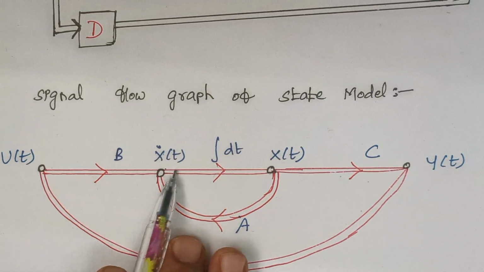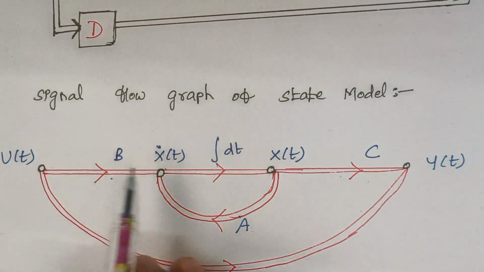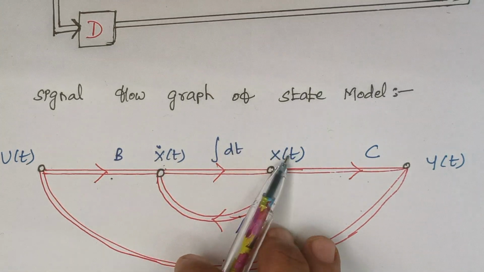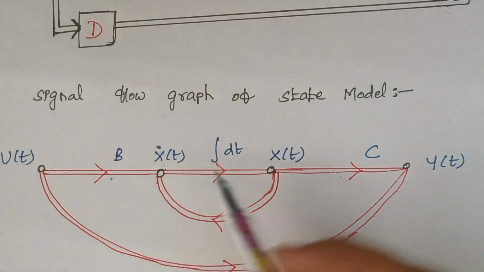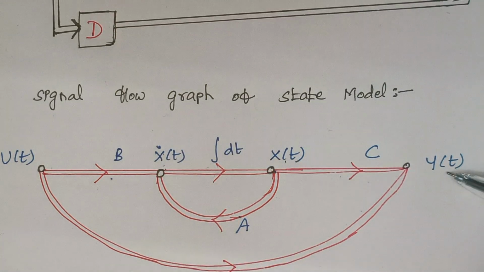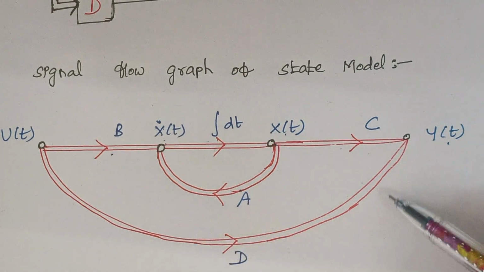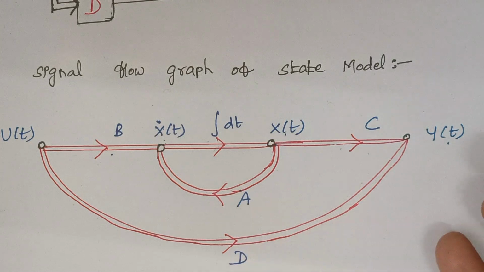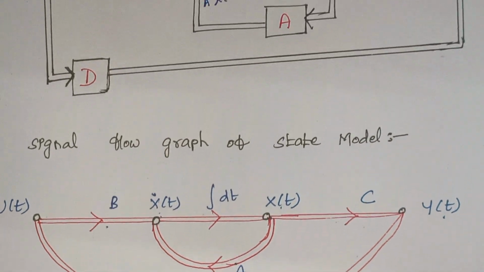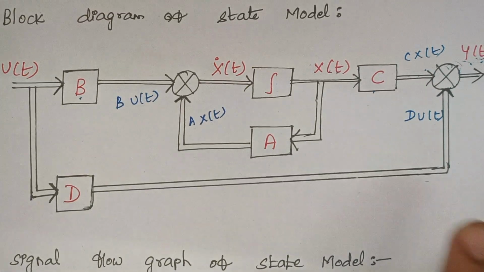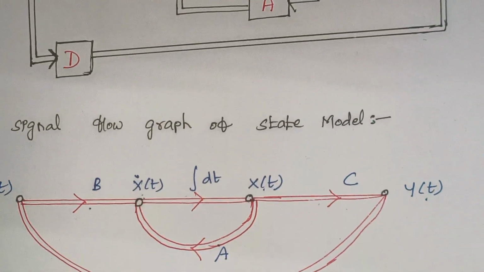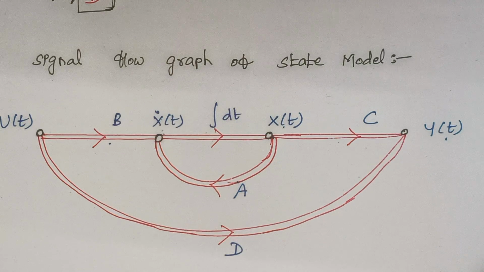Between u of t and x dot of t I am having B, and between x dot of t and x of t I am having an integration, and between x of t and y of t I am having C, right? Again the same case, here A, and in this feed forward path it is D. So finally the state model is represented in the form of a block diagram as well as the form of a signal flow graph.